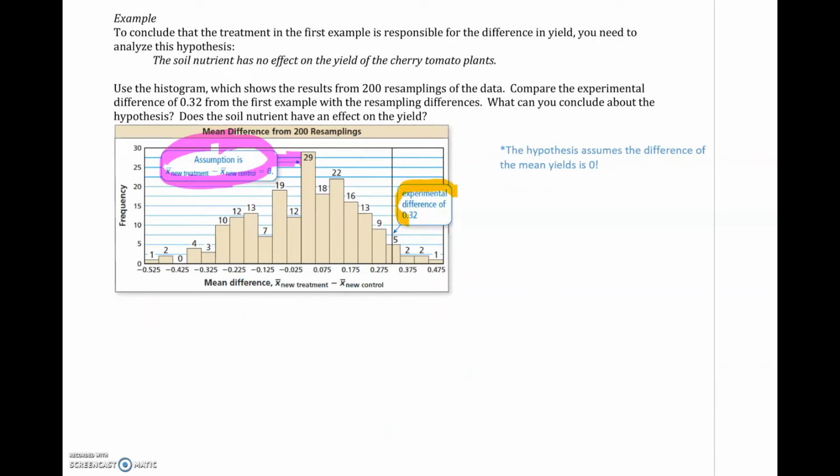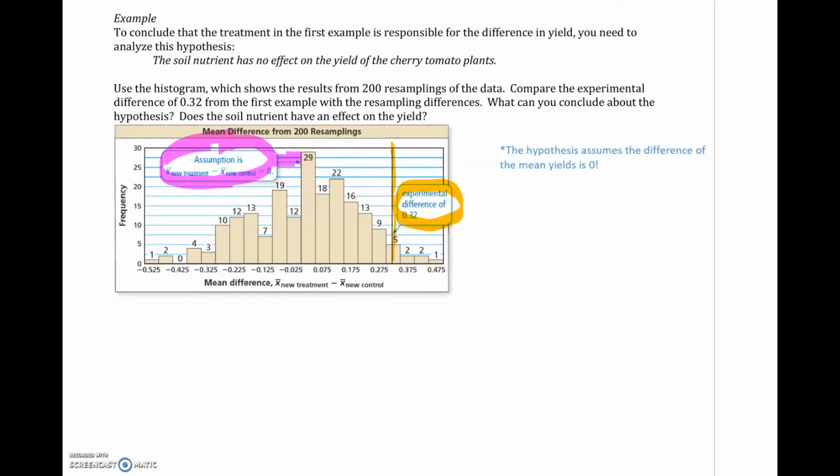Okay, so now let's take a look at where the experimental difference of 0.32 from our earlier experiment, from that first example, lies. Well, that's way over here at that line here on our histogram. So let's try to interpret this, okay? Because we don't have our exact numbers. We don't know exactly how many had a mean difference of 0.32 and how many had exactly 0. We just kind of have this spread. So 0, the number of times they hit 0 is somewhere in that bar with 29, right? The 0.32 is somewhere in that group of 5. We don't know exactly how many. So let's do our interpretations as best as we can.